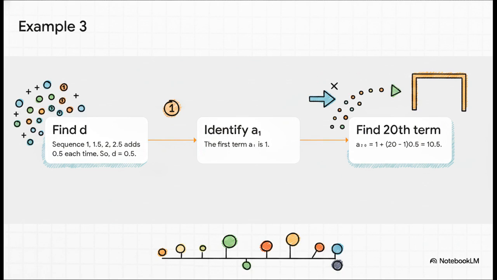Our first term, a sub 1, is just 1. Let's find the 20th term. We plug it right into that exact same formula. The 20th term equals 1 plus, in parentheses, 20 minus 1 times 0.5. 20 minus 1 is 19. 19 times 0.5 gives us 9.5. Add that to our starting 1, and we get 10.5. The exact same fast-forward button works perfectly, even when things get a little decimal heavy.